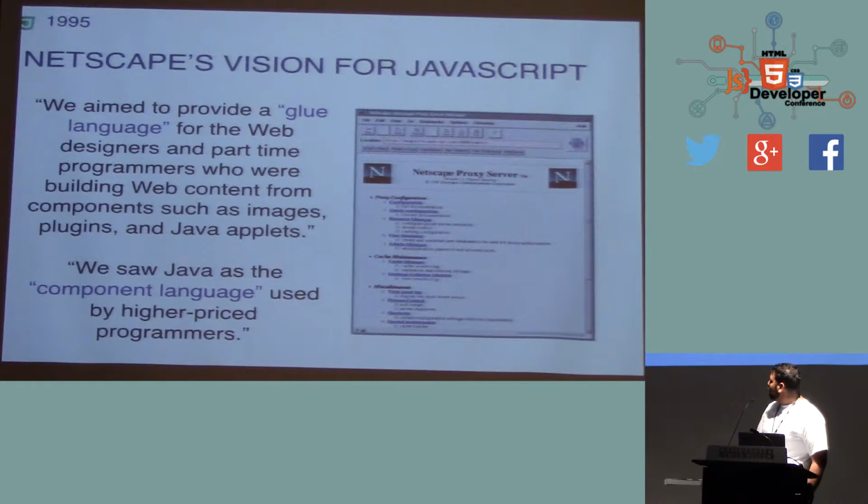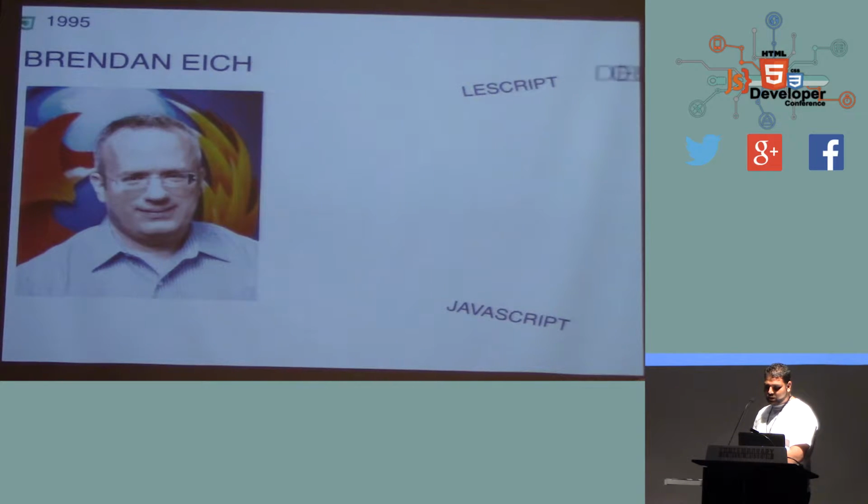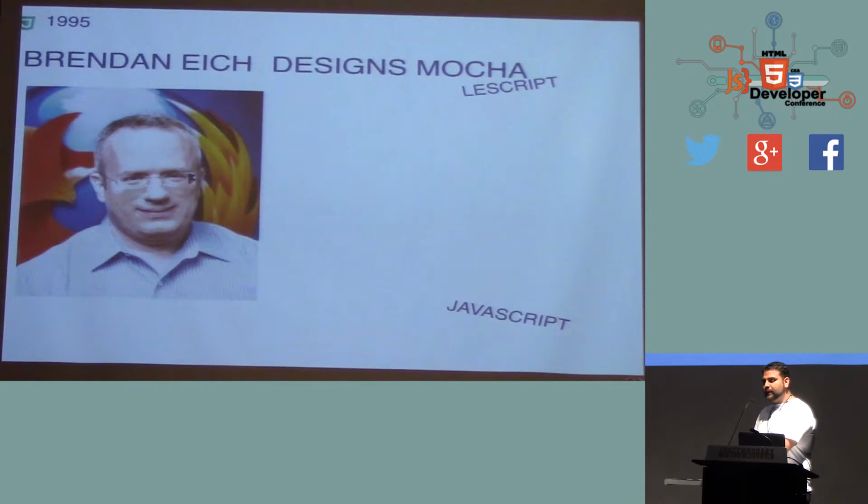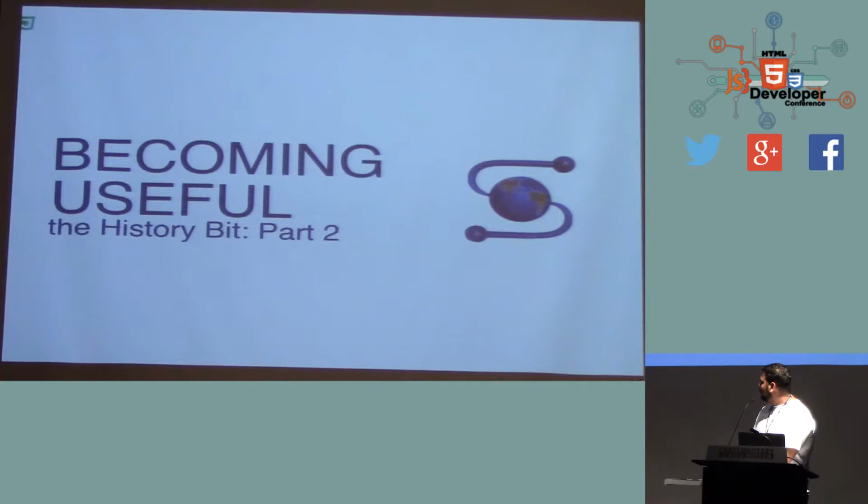So at Netscape, they aimed at a language that would be a glue for web designers and programmers. Back then, they saw Java as a component language used by higher priced programmers. So that's where the need for JavaScript arose. That's Brendan Eich, and the first version of JavaScript, which was created in 10 days, was called Mocha.